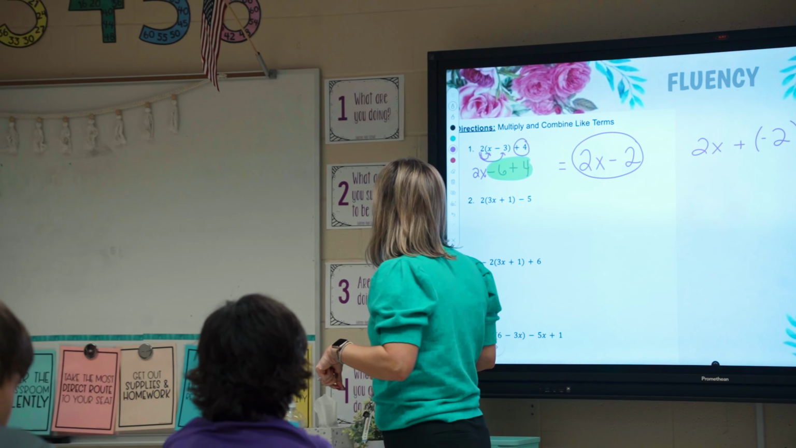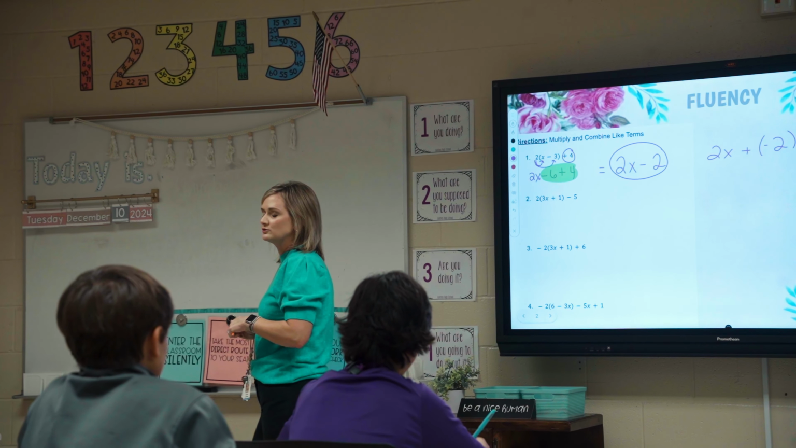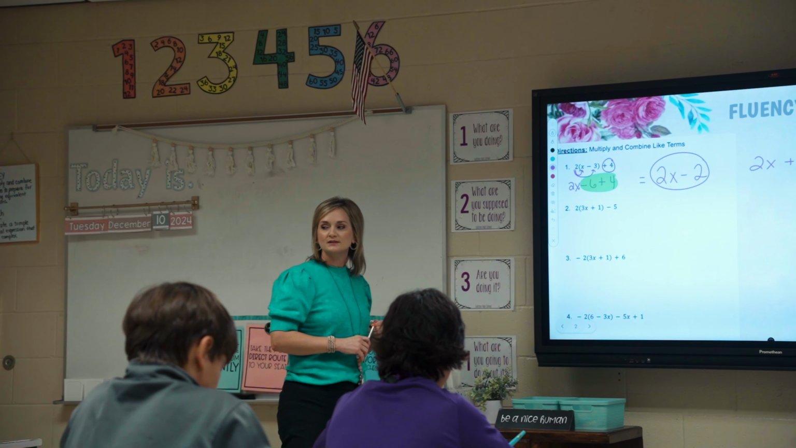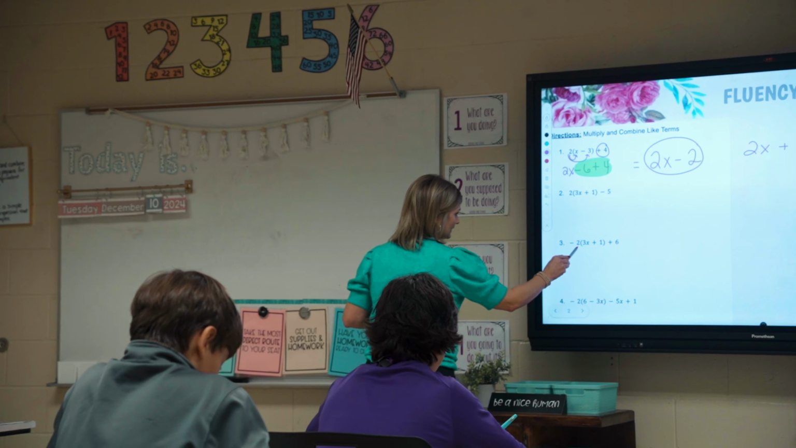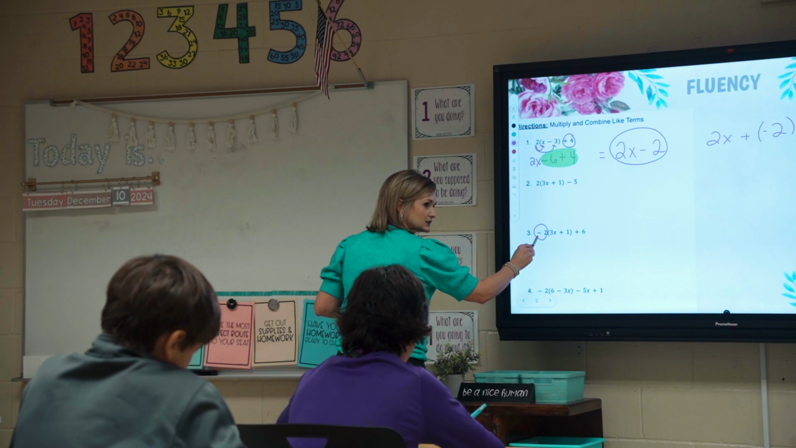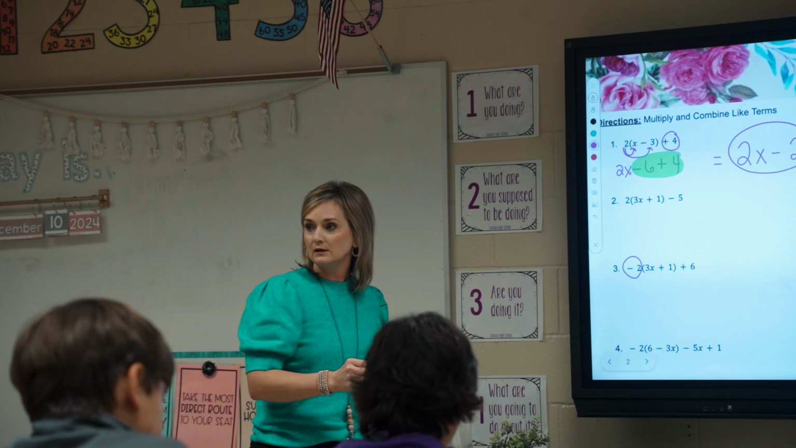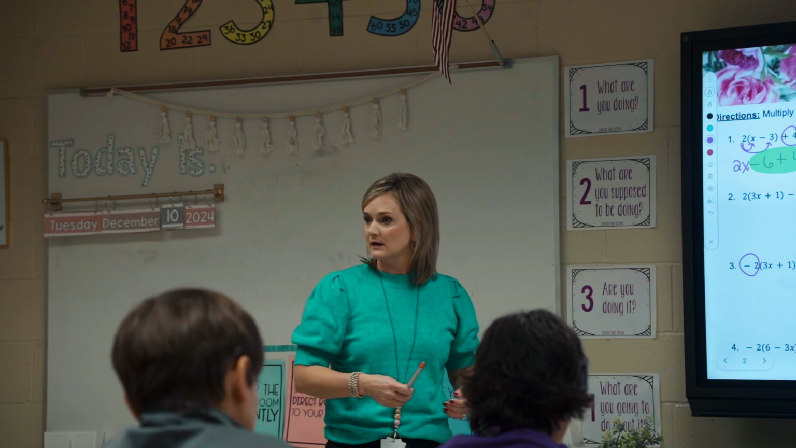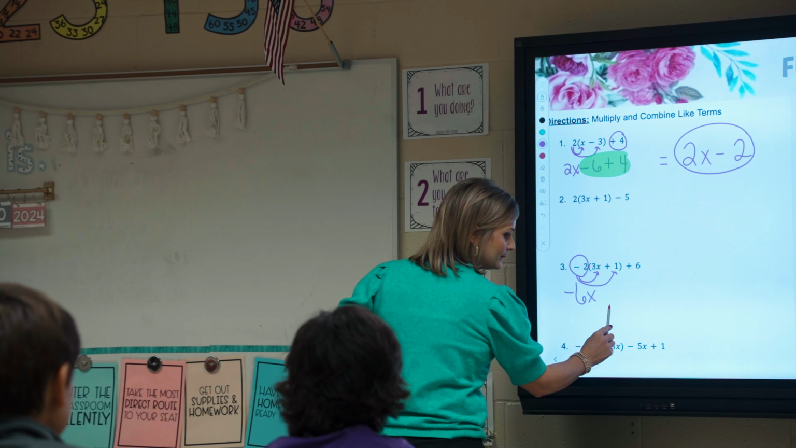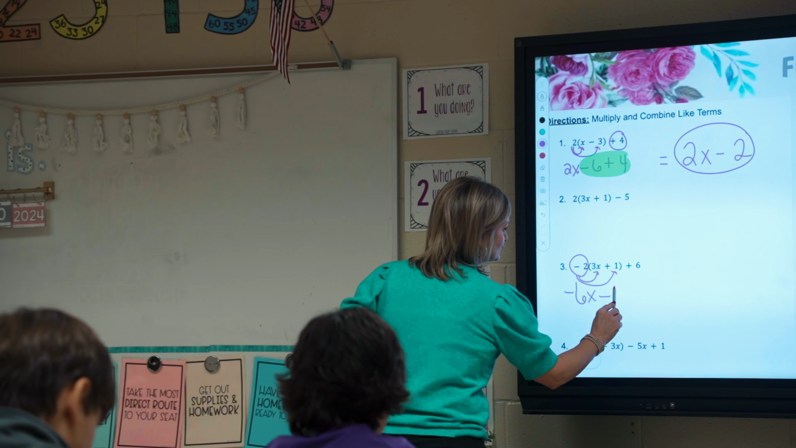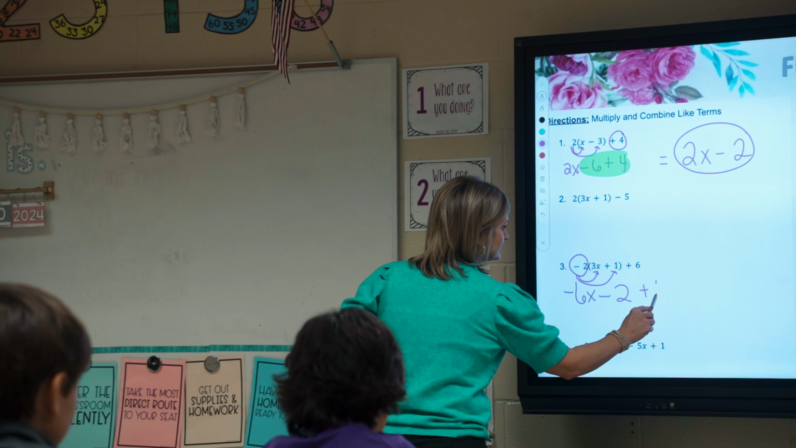All right, let's skip and go to number 3. Why do you think I chose number 3 to go over? What do you see? A negative. Because that negative 2 is going to change everything in the parentheses. We have to know our signs, guys. Our sign rules. Negative 2 times 3x is what? Negative 6x. Negative 2 times positive 1 is what? Negative 2. Negative 2 plus 6.